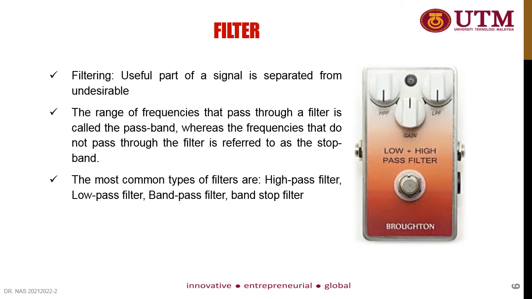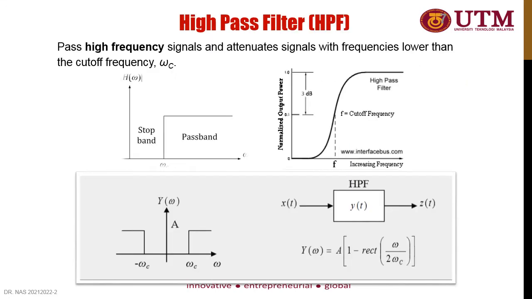Okay, so what is a filter? A filter basically selects required signals and attenuates or removes unwanted signals. Okay, there are three common types of filters, which are the high pass filter, low pass filter, band pass filter, and also band stop filter. Okay, the first type of filter is the high pass filter, in which it will pass through the higher frequency components and attenuate or remove the unwanted lower frequency components.